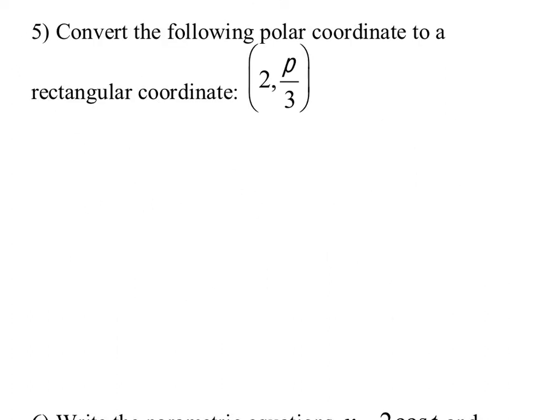All right, in problem 5, we have: convert the following polar coordinate to a rectangular coordinate. And our polar coordinate is 2, pi over 3. So this p right here in this coordinate is pi, so I'm going to rewrite this using the symbol for pi instead of the letter p. But 2, pi over 3 is my polar coordinate. And I'm going to convert that to rectangular coordinates, an xy coordinate.